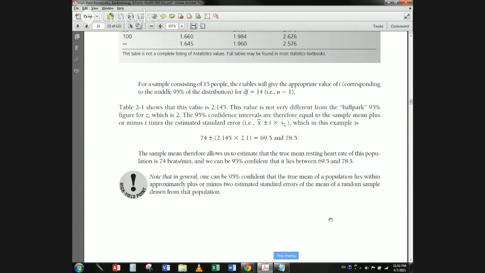So a high-yield point to note is that in general, one can be 95% confident that the true mean of a population lies within approximately plus or minus 2 estimated standard errors of the mean of a random sample drawn from that population.